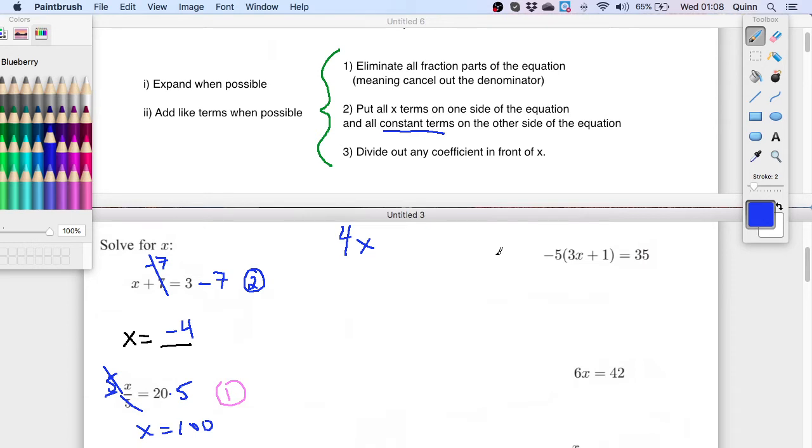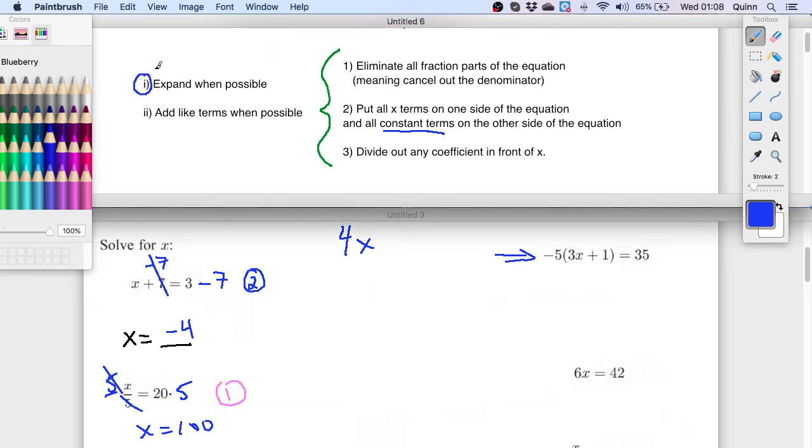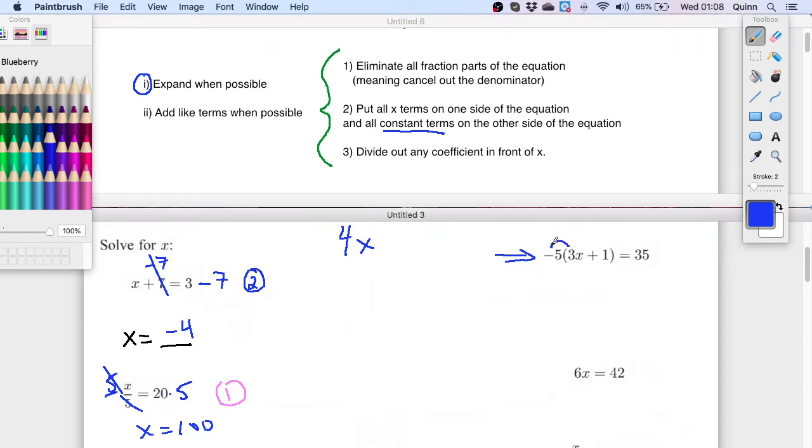Let's look at this example here. So, rule number 1, eliminate all fraction parts of the equation. Okay, and there's no fraction parts here, nothing in the denominator. But if you look here, we look at our expand when possible. So I look on this outside and I ask myself, can I do these two rules at any point before continuing on with 1, 2, or 3? And I can. So I need to expand here to continue on with any of these rules. So the first thing you should do is ask yourself, is there anything you can expand right away? So if you do that, you have negative 15x, negative 5 times 1 is negative 5, is equal to 35.